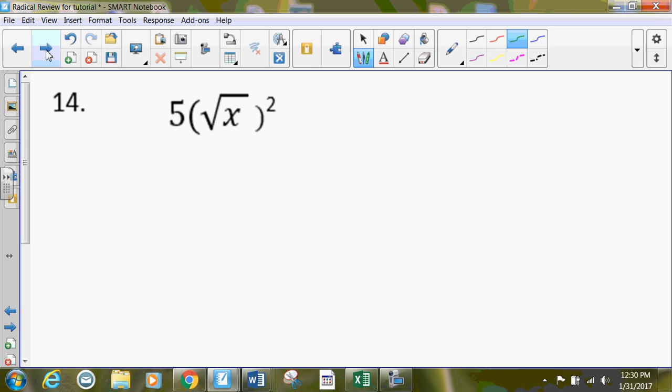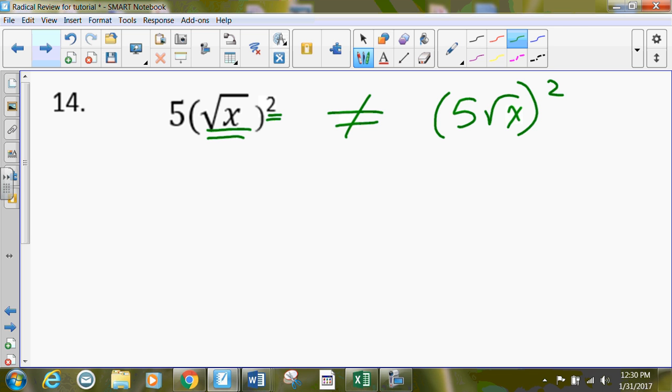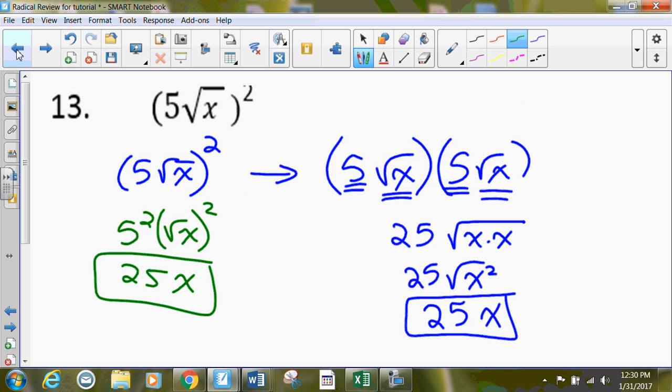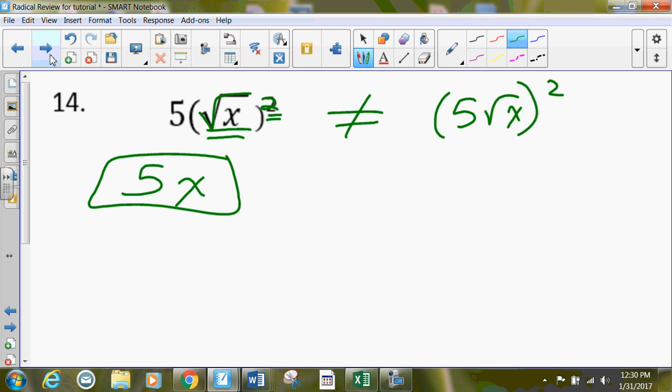Okay, this is not the same thing as what we just saw. So we've got to be really careful. This square only goes to the square root. The 5 stands alone. The square root and the square cancel each other out, and the x comes out. So we get a different answer. Before we got the 25x. This time we get the 5x.